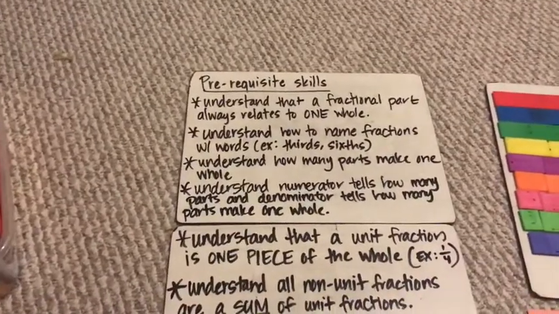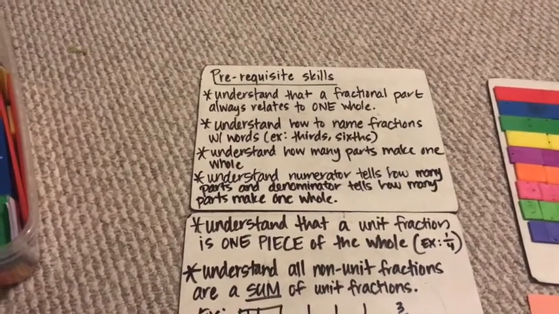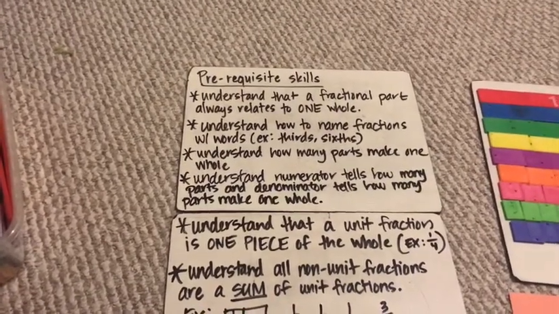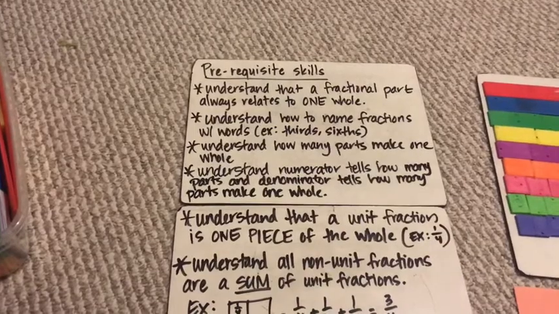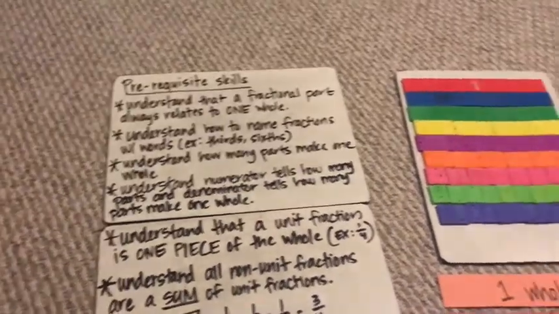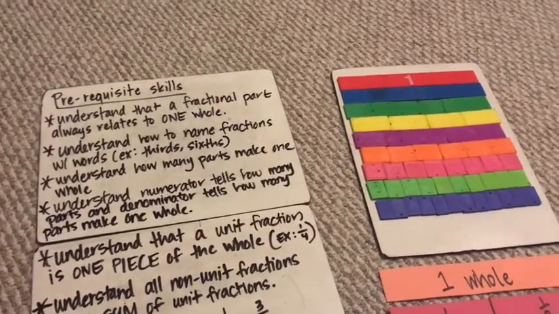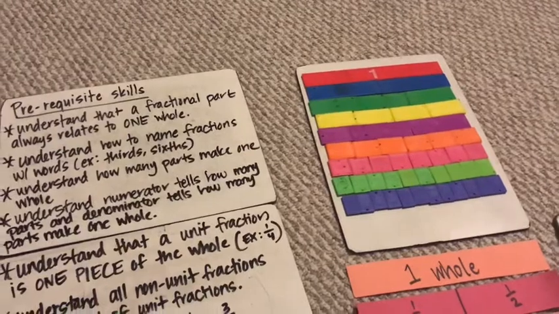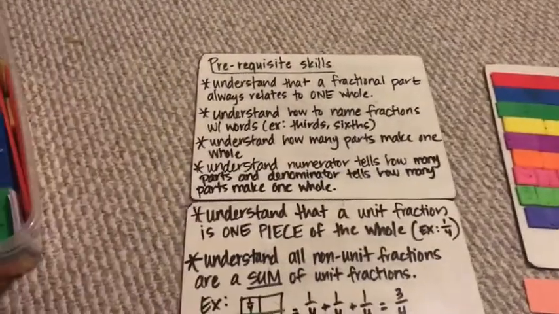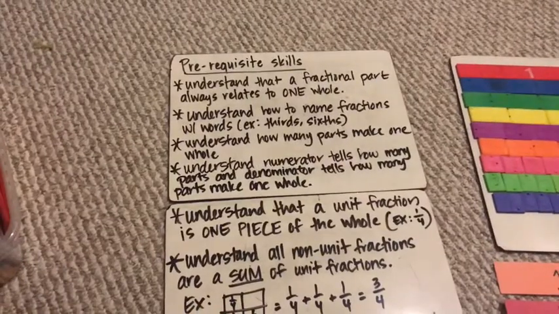All right, second prerequisite skill, we want students to understand how to name fractions with words. So not just writing the numbers, because sometimes they can just count and produce a fraction, but we want them to be able to actually say that fraction. So if it's 2 1/3 pieces, we want them to say 2/3. Or if it's 6 equal parts make the whole, we want them to know that those parts are called sixths. That's very important, the language of fractions.